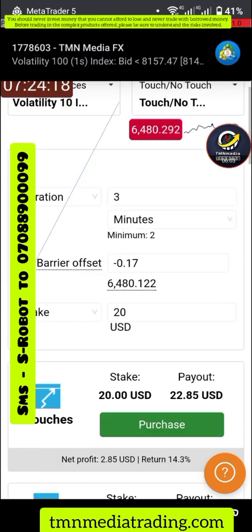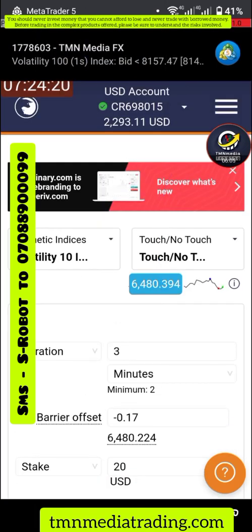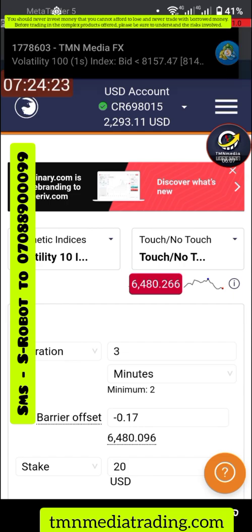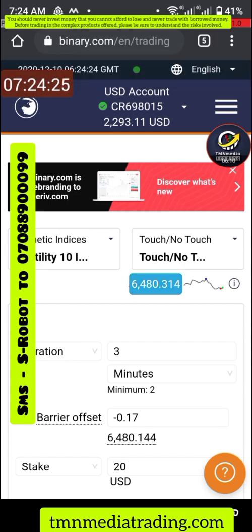Let me go and check my own trade. No need of checking. You can see the result already. Volatility index. You can see the result of my own trade already. So my money has already increased. So if the RoBot took that trade, it would have won.